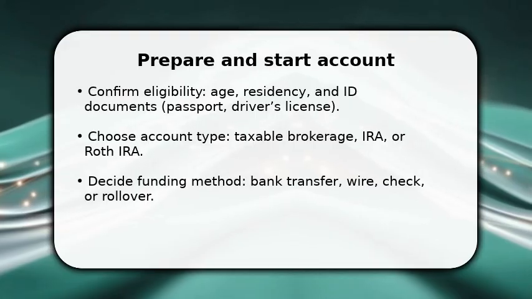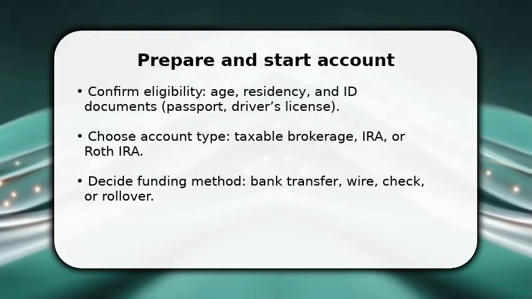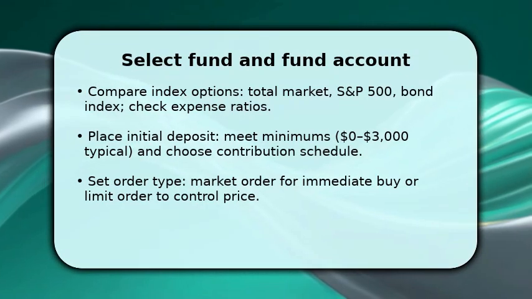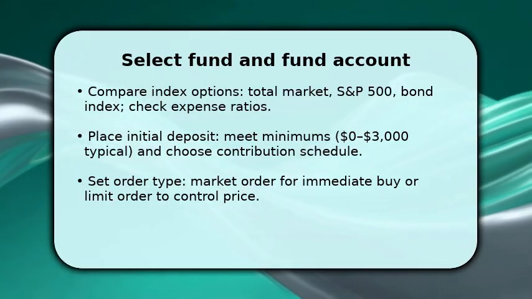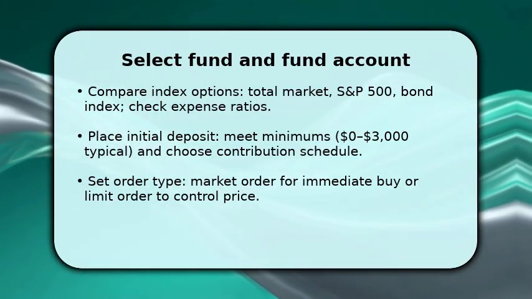Once the account is funded, you narrow down the exact index fund or ETF. Look at expense ratios, tracking error, fund size, and tax efficiency to decide. Cheaper, broader funds usually win long-term.